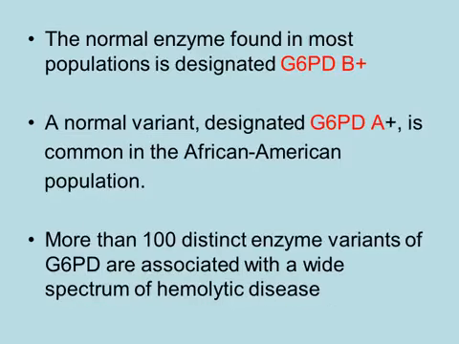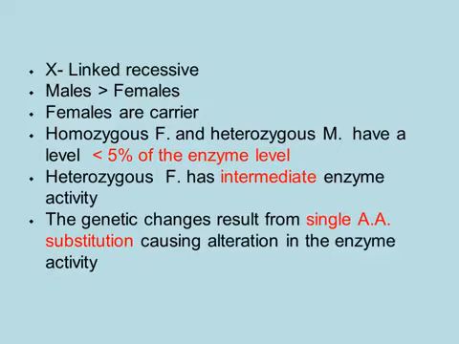The normal enzyme found in most populations is G6PD B+. Another normal variant seen in the African American population is G6PD A+. More than 100 distinct enzyme variants of G6PD are associated with a wide variety of hemolytic disease. The disease is X-linked recessive. It means the males are affected while the females are carriers.